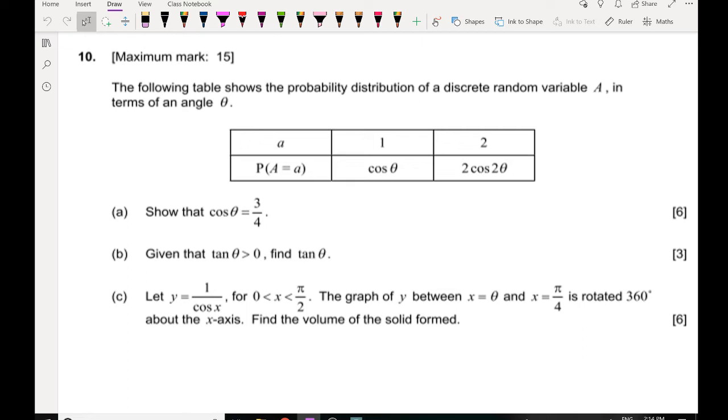cosine of theta is 3 over 4. That's the very first thing. And so I'm suspecting people would look at that and be like, what the heck? How do you even get from a probability distribution table with cosine in it in 2 different places? One of them's a double angle, the other one's not. How do you get from there to cos theta equals 3 over 4?